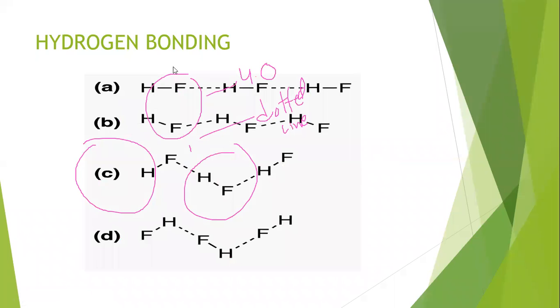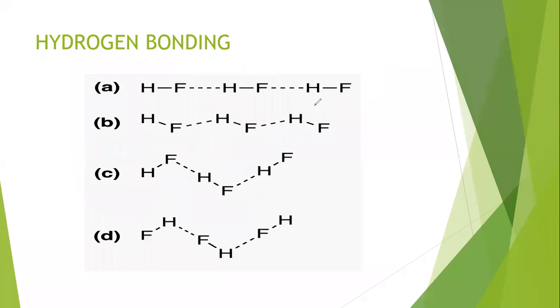Answer this question. Which one from these four is the correct representation of HF molecules? The correct answer is D. Because a covalent bond is represented as a straight line and the hydrogen bonds are represented as a dotted line in a zigzag manner.